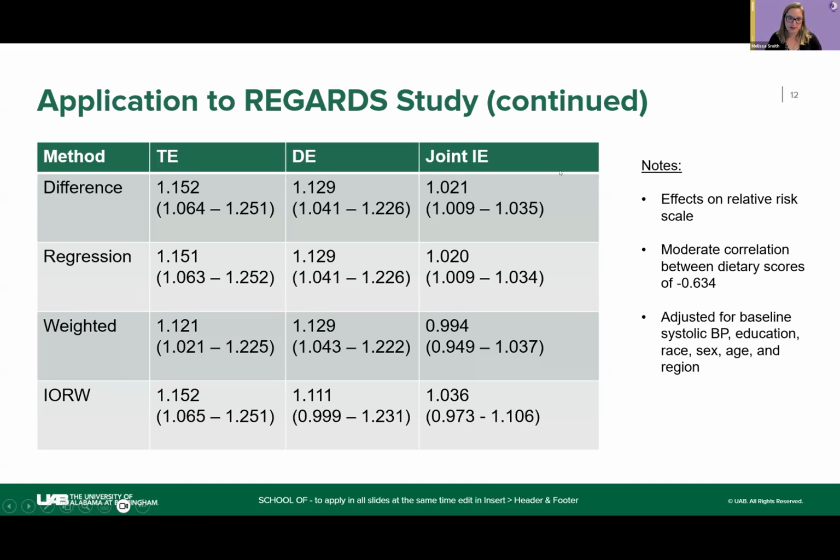And then for the joint indirect effect, we can see that the difference and regression, as in the simulations, agreed in their results with pretty narrow confidence intervals, but then the weighted and inverse odds ratio weighted had wider confidence intervals and differing point estimates. And this was also pretty consistent with our simulation study. We actually showed that this method could produce poor coverage. And so my thought is that the confidence intervals are narrow, but they may or may not be capturing that true value.